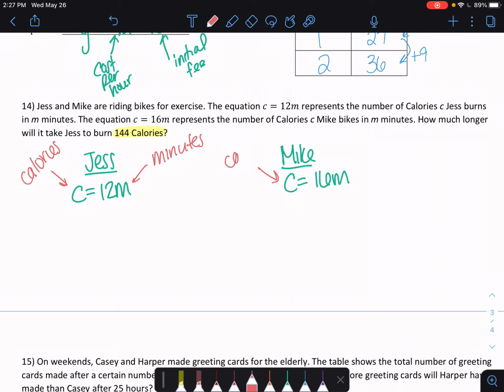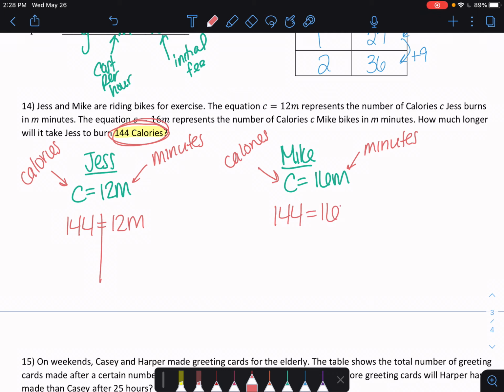Okay, so C is calories, and M is minutes. And I want to know how much longer it took Jess to burn 144 calories. So I'm going to put the 144 in for C, because C is calories. So I'm going to have 144 is equal to 12m, and 144 is equal to 16m.